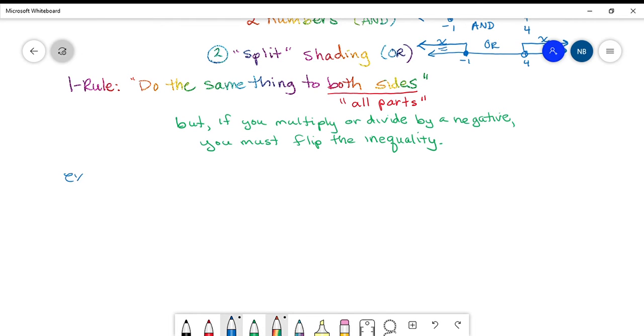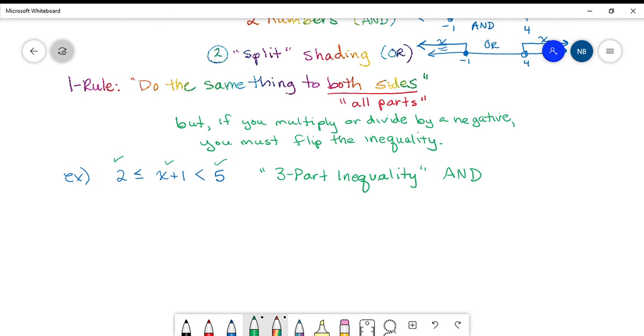First example. We're going to solve and graph 2 is less than or equal to x plus 1, which is less than 5. Notice that we have an expression x plus 1 trapped between a smaller number and a bigger number. Because this inequality has a left, a middle, and a right, it's called a three-part inequality. And this is the AND case. You'll see that in just a second.